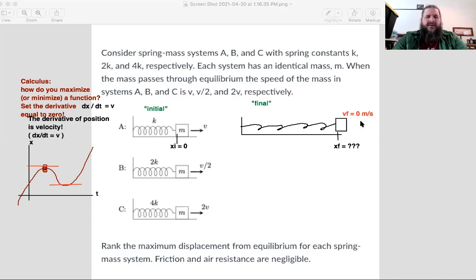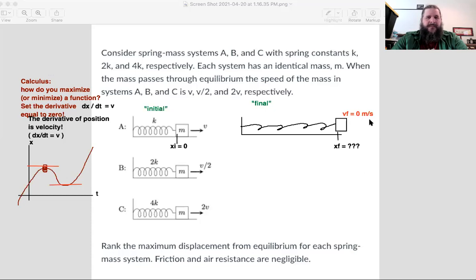And that's generally what you want to do anytime you want to find the maximum or minimum value of some variable. Set the rate of change of that variable equal to 0. And then that'll give you an idea of what's going on when that variable reaches its maximum value or minimum value. So let's try that. Let's assume that the final situation is x final equals some unknown maximum displacement.